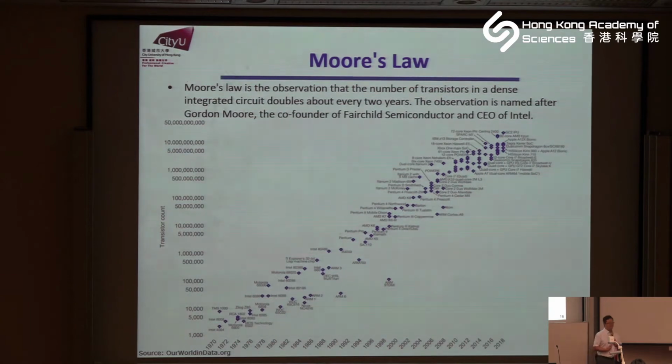It turns out that prediction is actually very valid. It's valid all the way from 1965 to even today. And this is the historical plot of different CPUs. The y-axis is the number of transistors, and the x-axis is the years.